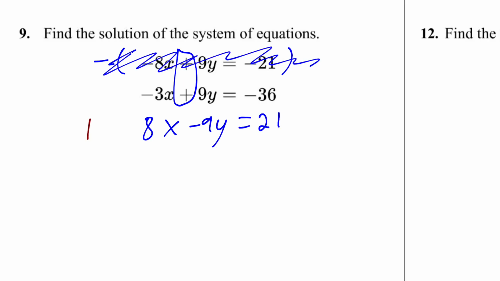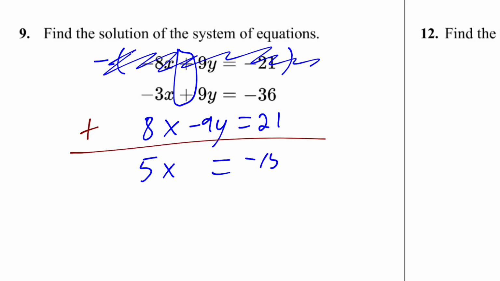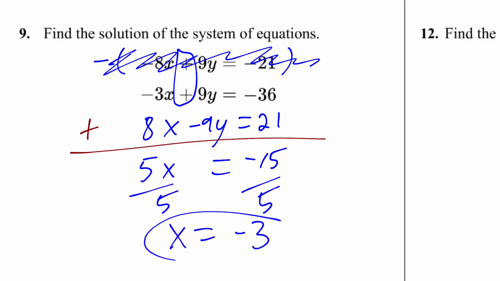And then let's go ahead and add all of these straight down. So I have 8 and minus 3, that's 5x. And on the right side, I am at negative 15. If I divide both sides by 5, I get x is equal to negative 3.